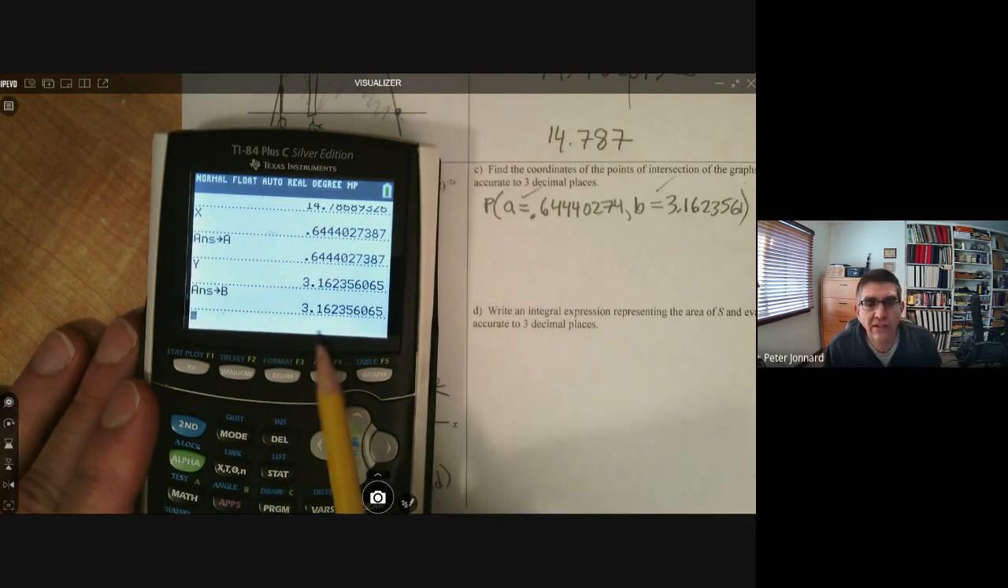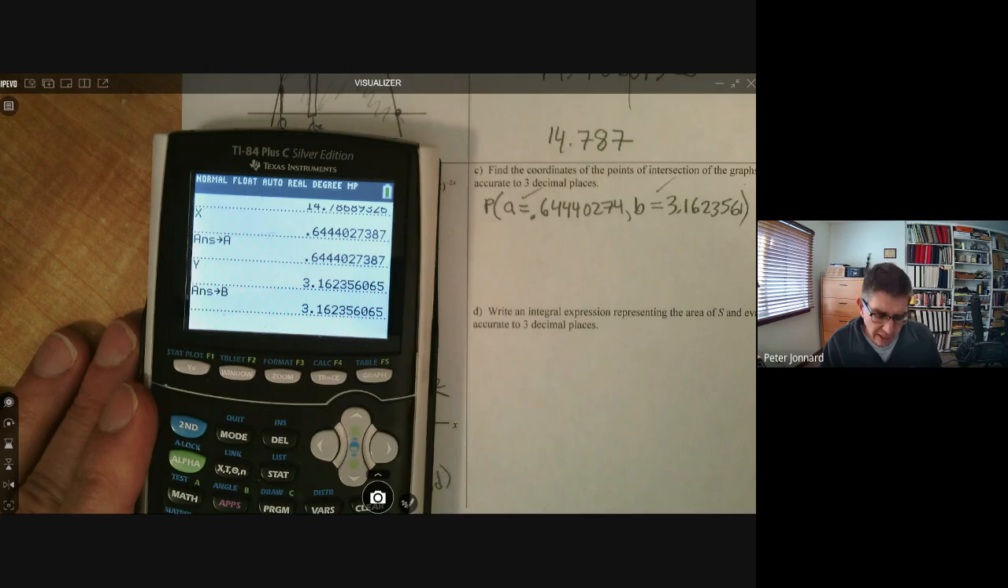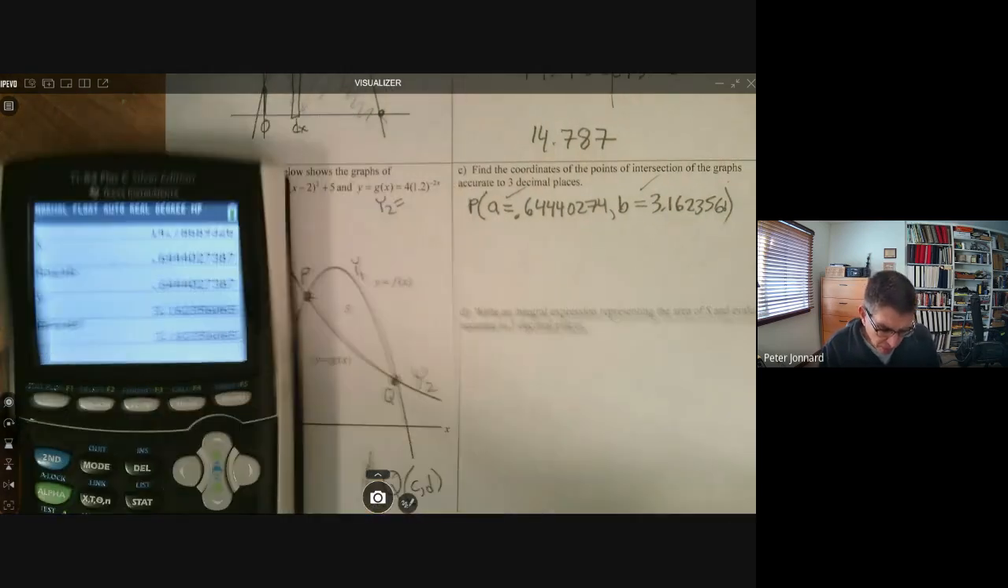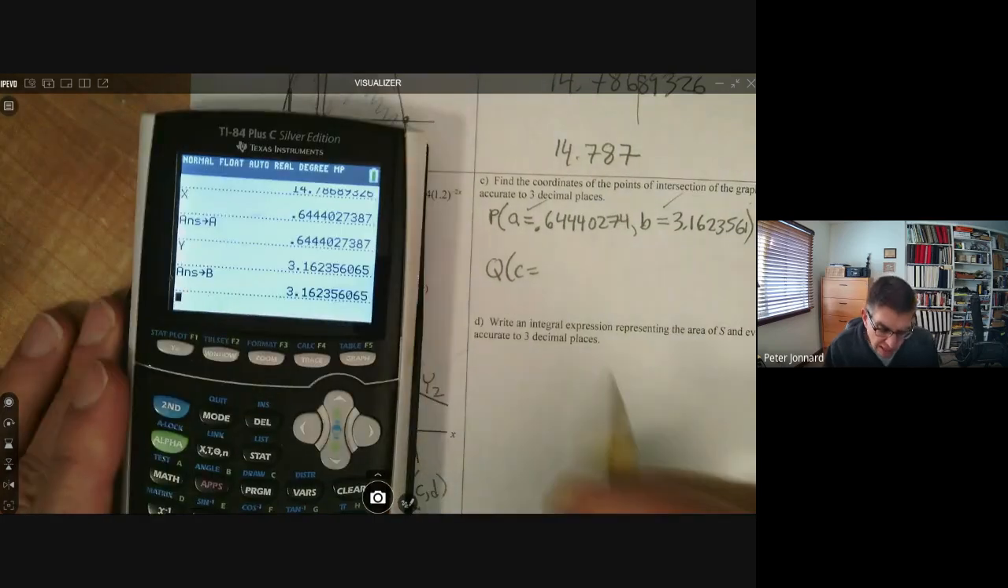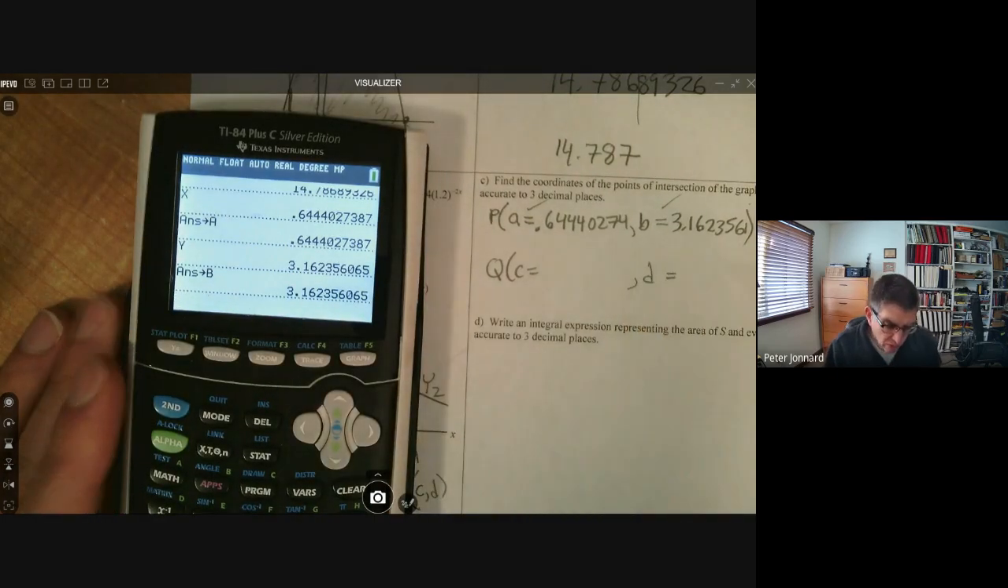It will overwrite the old value of B. So whatever used to be in B is now gone, and this is the new value. Okay, and then point Q, we said, is coordinates C and D. So I'll write those down, and I will store them into memory.